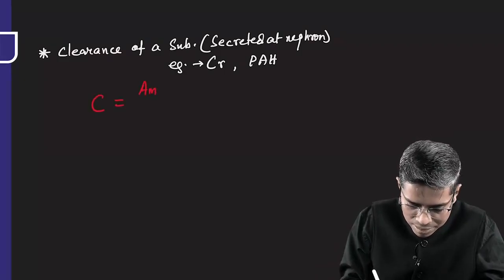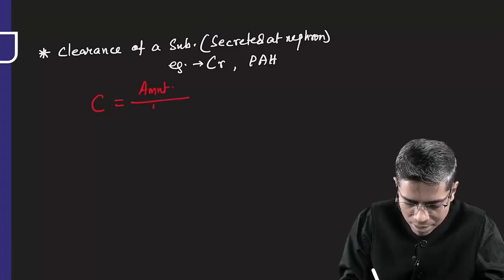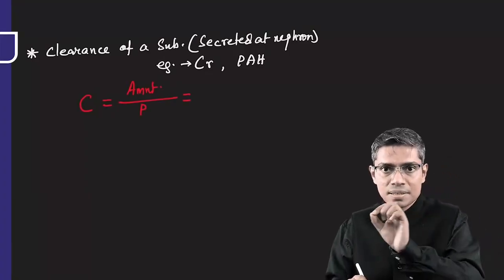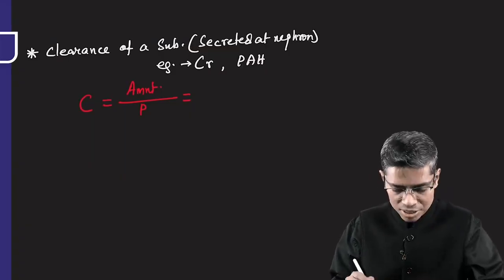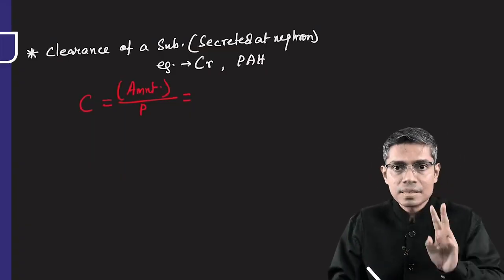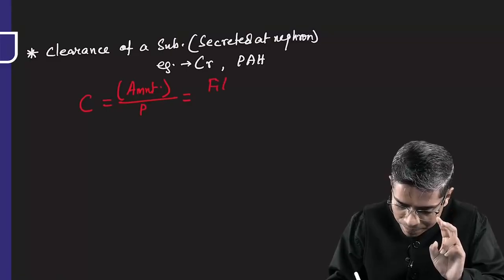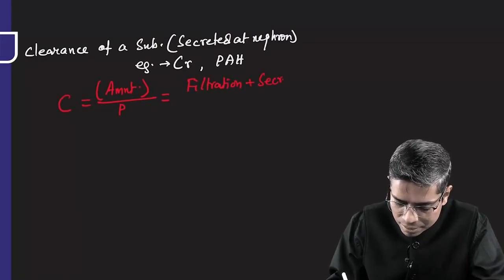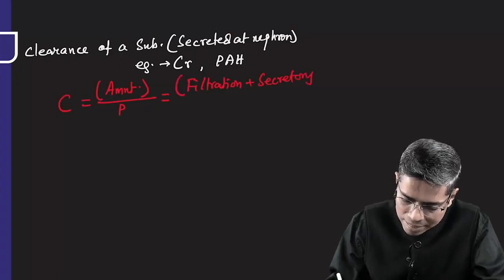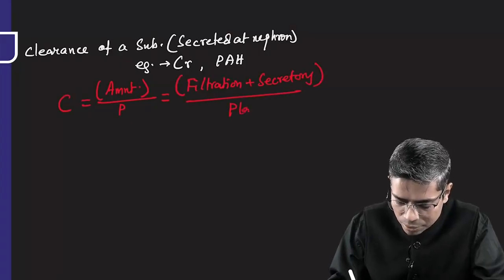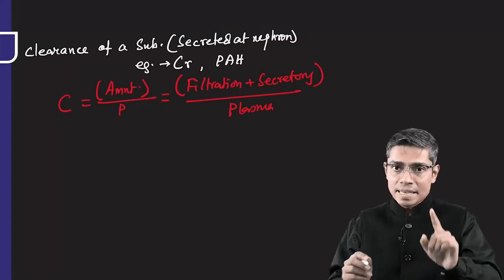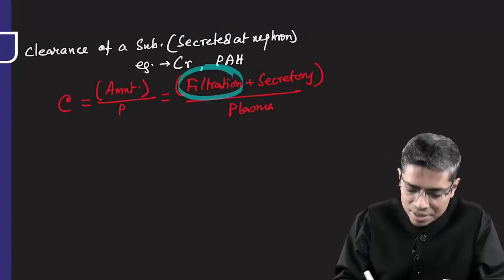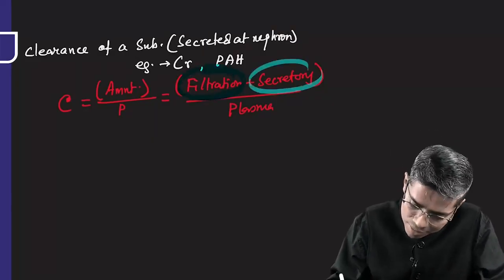Clearance is equal to the same basic formula, amount in the urine upon your plasma concentration. Now, in these cases, because the substance is secreted in the nephron along with filtration, the urinary amount is the combination of two basic processes, that is the filtration amount as well as the secretory amount, upon your plasma concentration. Getting my point? Previously, in the case of inulin, I was calculating this clearance taking help of only the filtration amount, but here it is the filtration amount as well as the secretory amount.